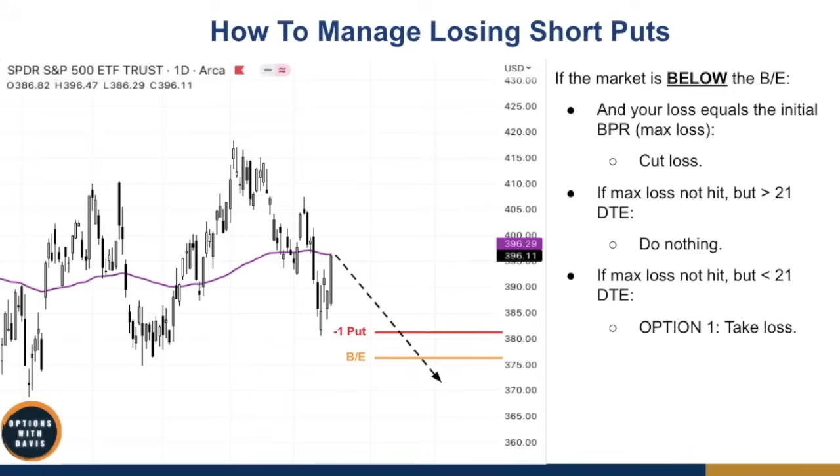Now, if the max loss is not hit, but there's less than 21 days to expiration left, then this is where you need to do something. So there are three options that you can take. The first option is to simply take a loss. You can always take a loss and then find another setup and enter into a trade. And this is the approach that I like the most.